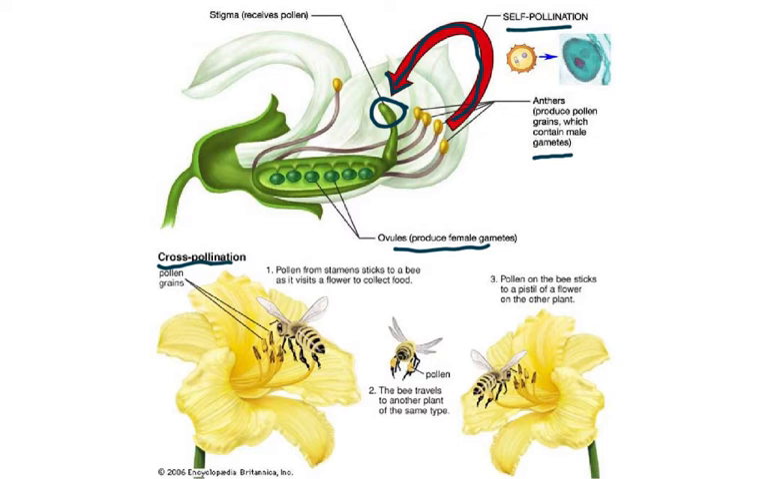Now in cross-pollination, what happens? Number one, pollen grains from the stamen stick to a bee as it visits a flower to collect food. Number two, the bee travels to another plant of the same type. Number three, pollen on the bee sticks to the pistil or the stigma of a flower on the other plant. So it falls onto the stigma of this other flower.